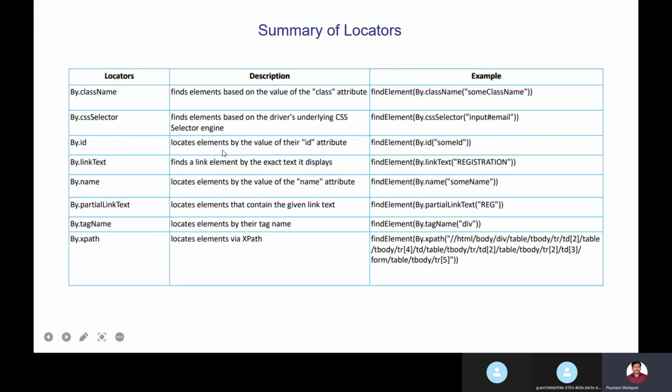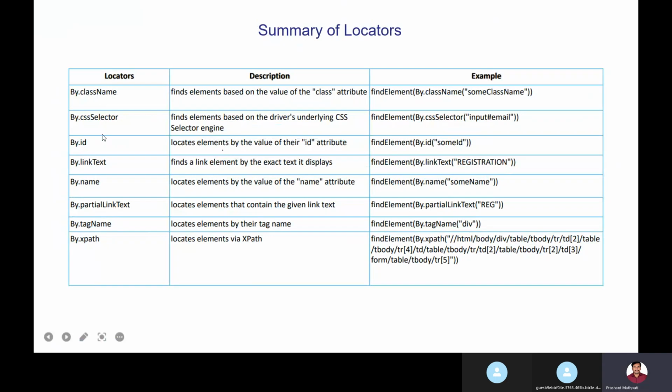Okay, these are all very important, guys. In our real-time applications, we always prefer ID because ID will not change every time. If you go for text, it may change; name may change; partial link text may change. So you should remember, in real time, as I have 5 to 6 years of experience, 99% of the time we are finding the element by ID. Another very important thing is XPath.